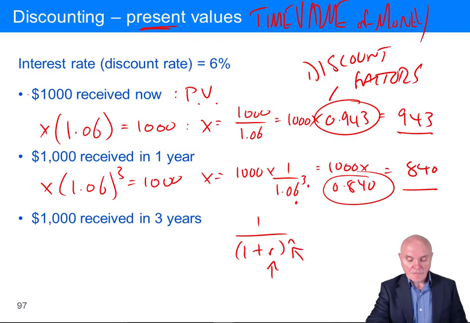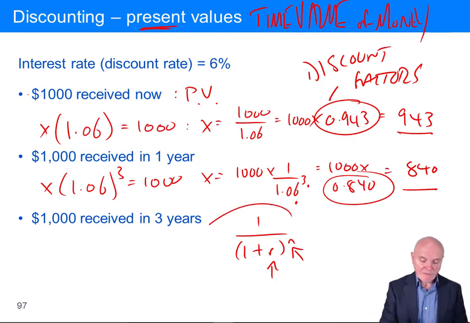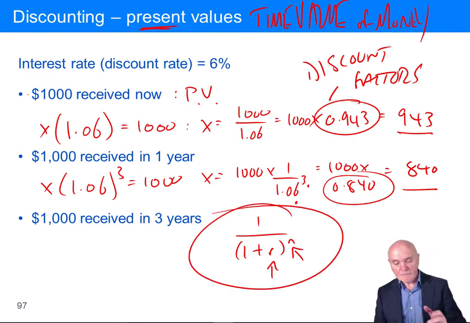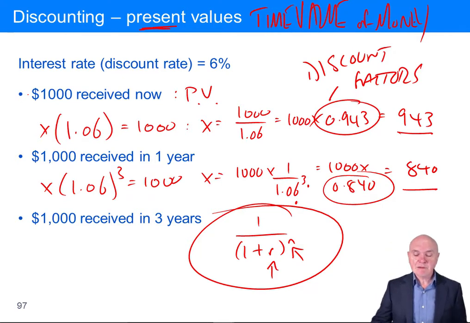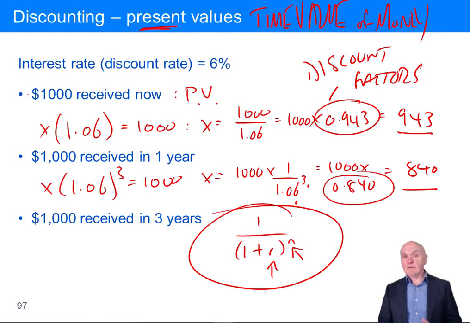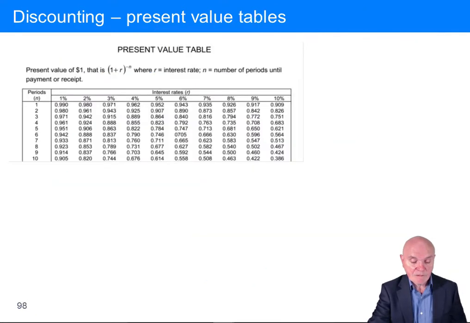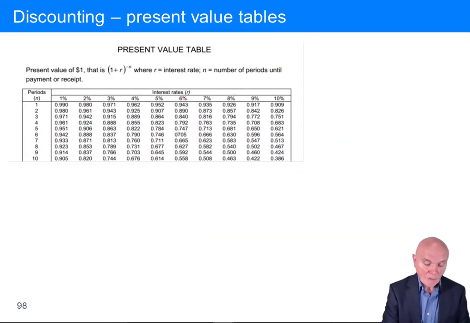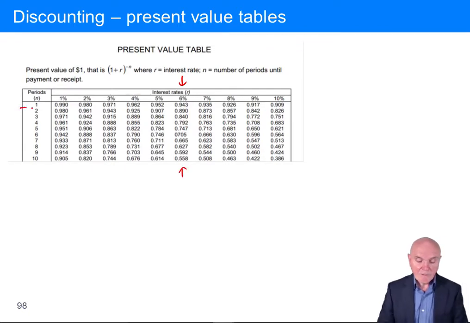Now this business of working out these discount factors, if you're having to do it for a lot, can become a little bit tedious. And what's available, and will be available in the exam, is what's called discount tables, and they do the work for you. So if you just check this for 6%, say for 1 year here, the discount tables would look like this. They have the rates going along the top with the number of years going down the side here.